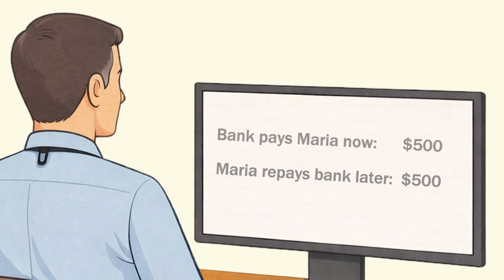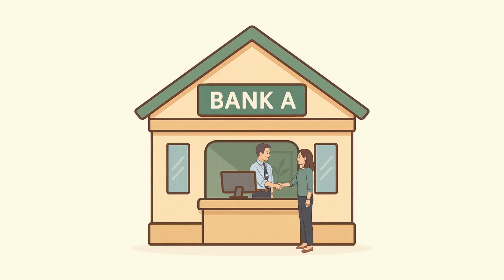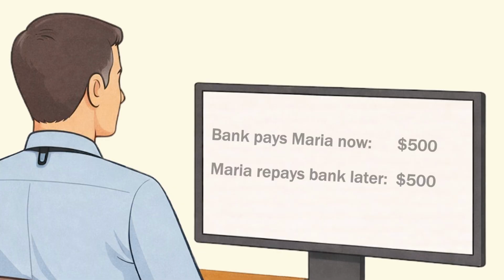In other words, Maria and her bank agree that they both owe each other the same amount, $500. But there's an important difference. The bank's promise is on demand. Maria can use that $500 straight away. Maria's promise is later. She has to repay in the future. Because of that timing difference and the risk she might not pay at all, Maria has to pay interest.